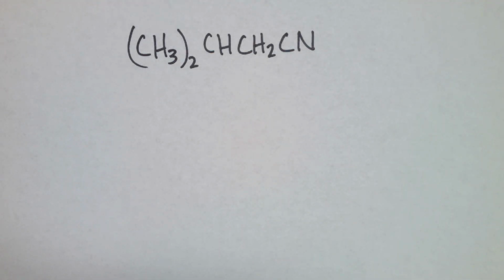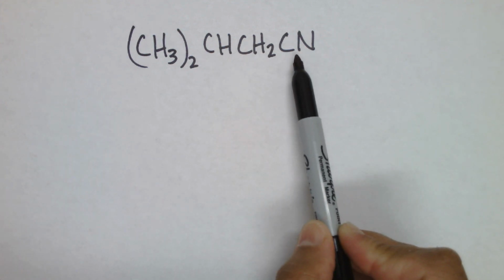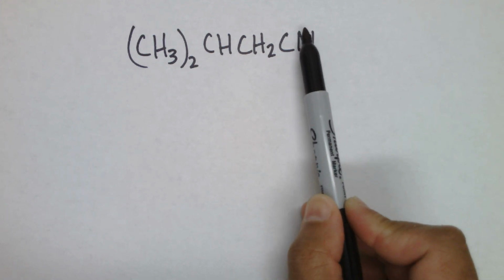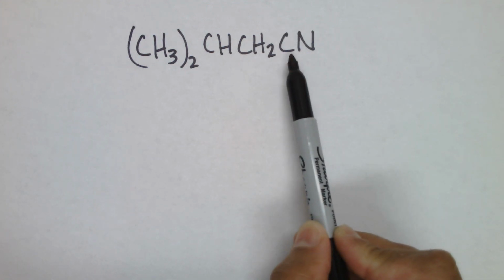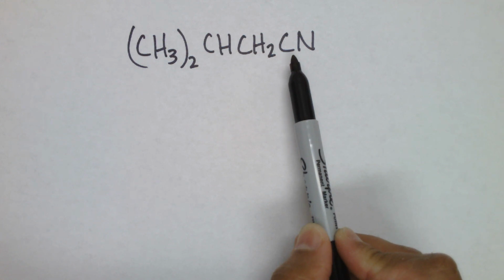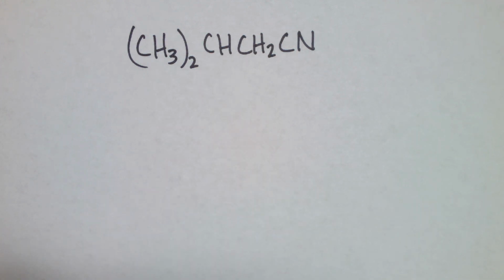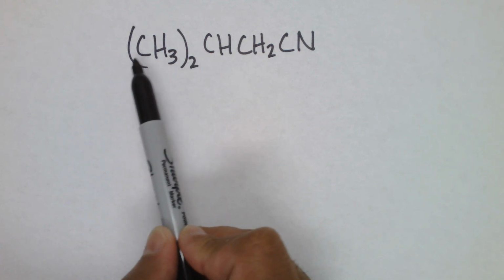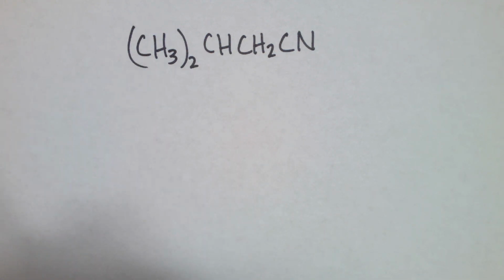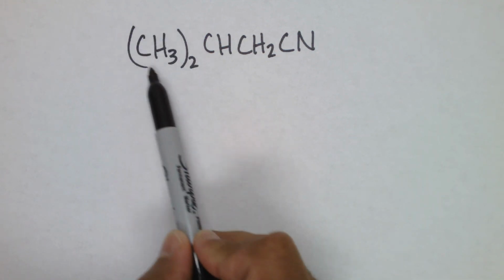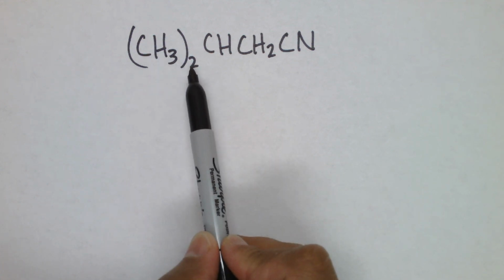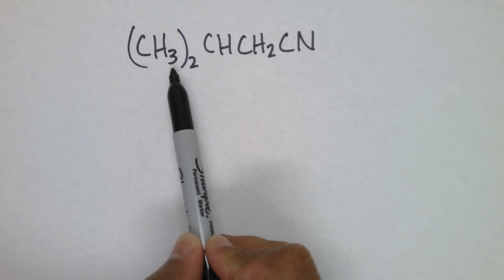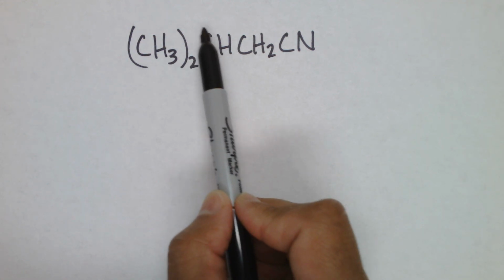Here's another compound that contains a nitrogen. Interestingly, you notice right away, there's no hydrogens on here. So let's go ahead and draw this Lewis structure. We've seen these before. When you have a parenthesis at the beginning of a condensed formula, it means that these groups, now there's 2 CH3 groups, they're bonded to the next carbon atom.